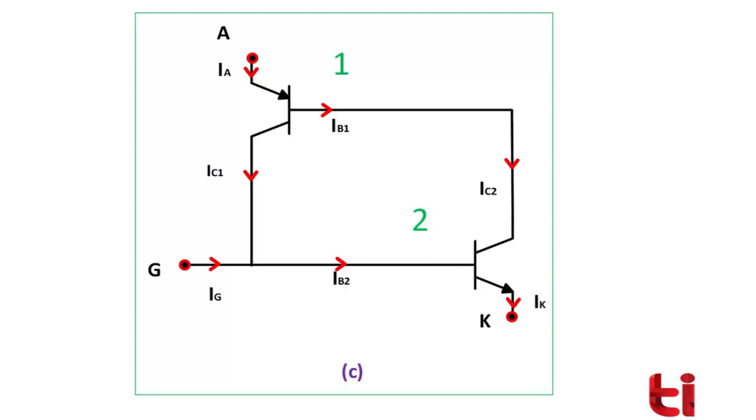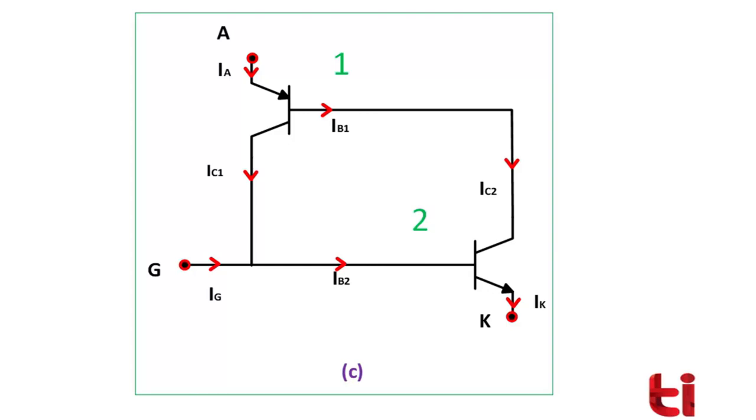Now we want to increase this anode to cathode current beyond the latching current. To do that, we have to apply a small amount of gate current. As soon as a gate current is applied, this gate current will be added with the collector current of transistor number 1 to form the base current of transistor number 2. Now in a transistor, we know that if a small amount of base current is applied, then emitter current increases, or you can say collector current increases.